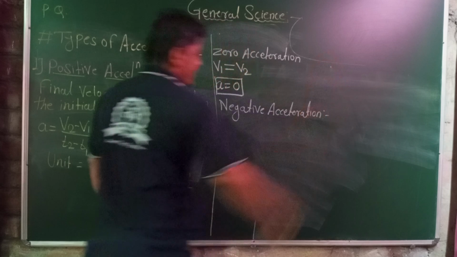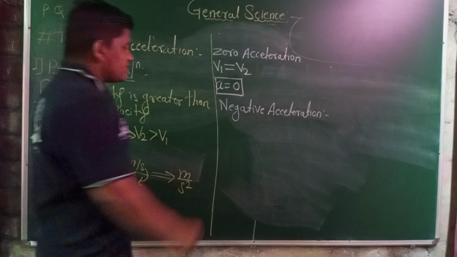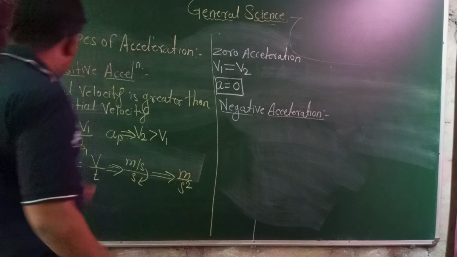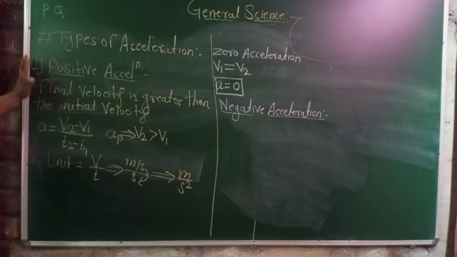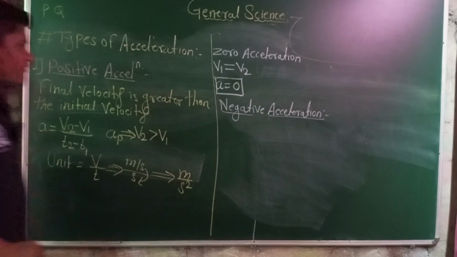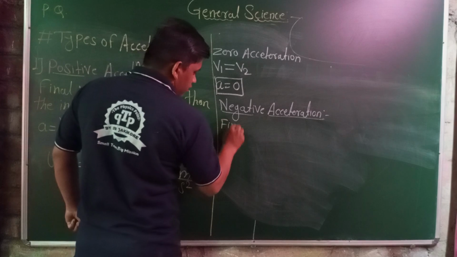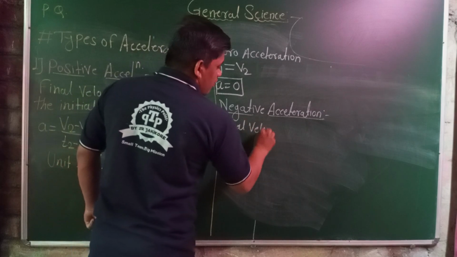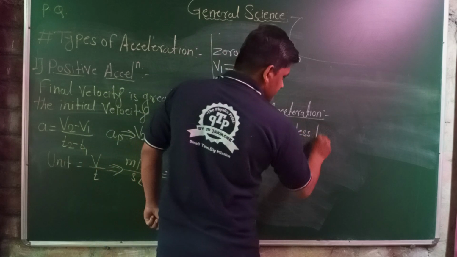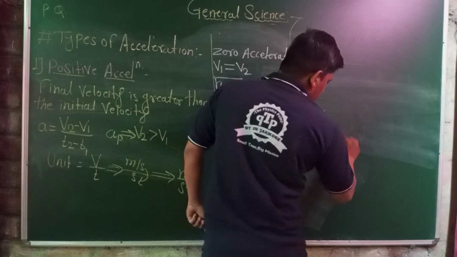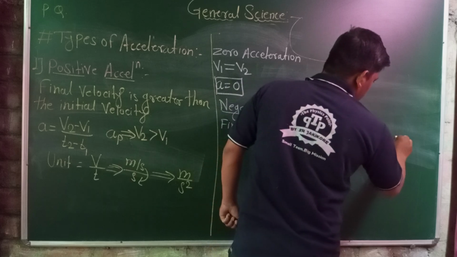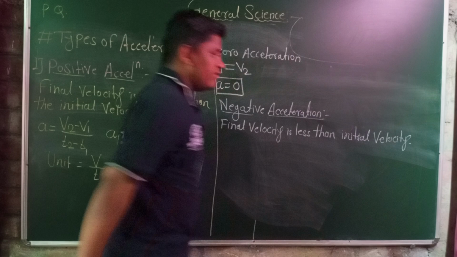Then the third type is negative acceleration. The negative acceleration means the final velocity is less than the initial velocity. It is exactly the reverse condition of the positive acceleration. The final velocity is less than the initial velocity.